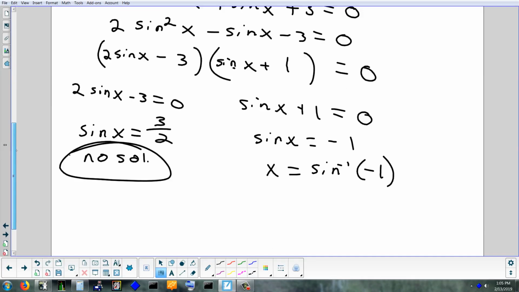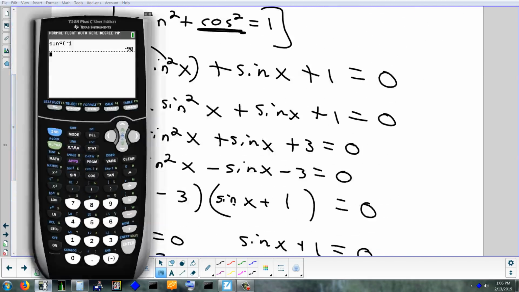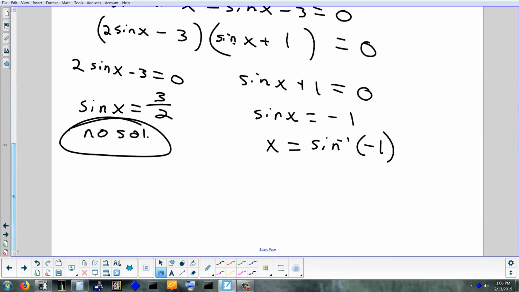Now you gotta be careful because they said to give answers between 0 and 2 pi. So what can you do to -90 to make it positive? What can you add to it? Just add 360 and you're going to get 270. That's the answer they're looking for. So I'll do it in degrees.